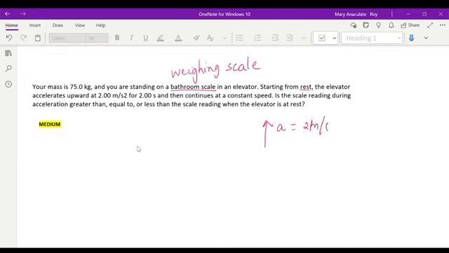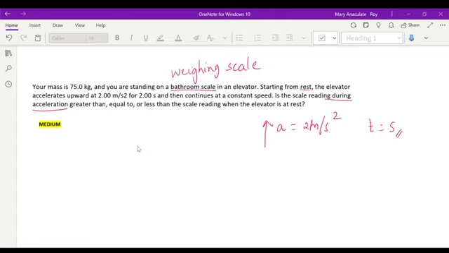So the acceleration is 2 meters per second square for 2 seconds. So the time is also given. And then it continues at constant speed, after which it's moving at constant speed. So the net force would be 0 in that case. Okay. Now, is the scale reading during acceleration, so the question is very specific, greater than, equal to, or less than the scale reading when the elevator is at rest?